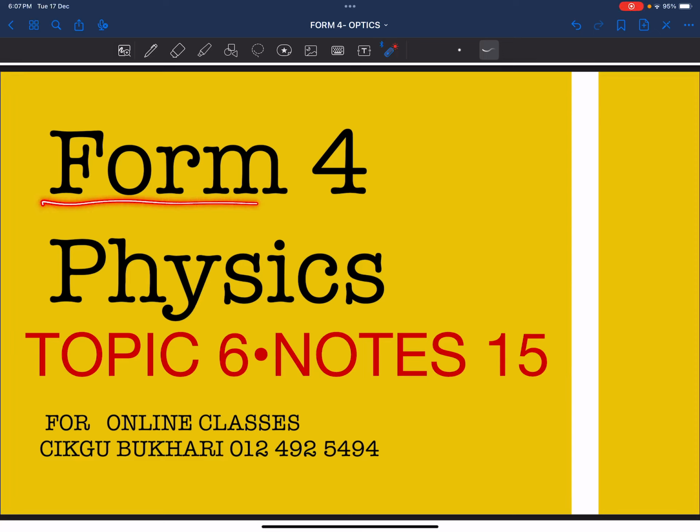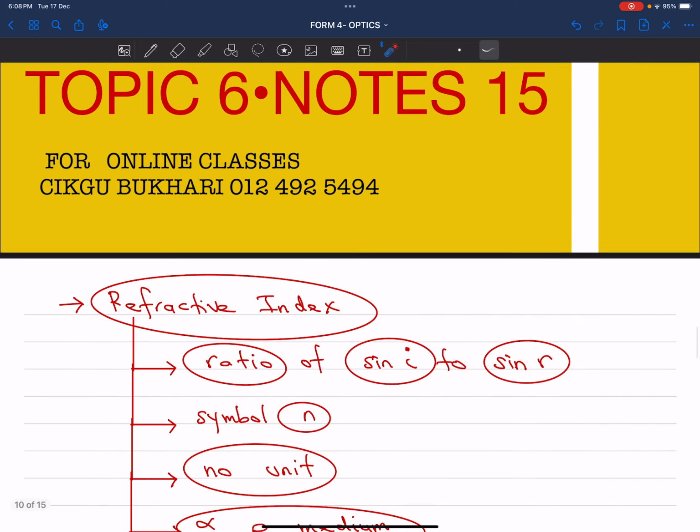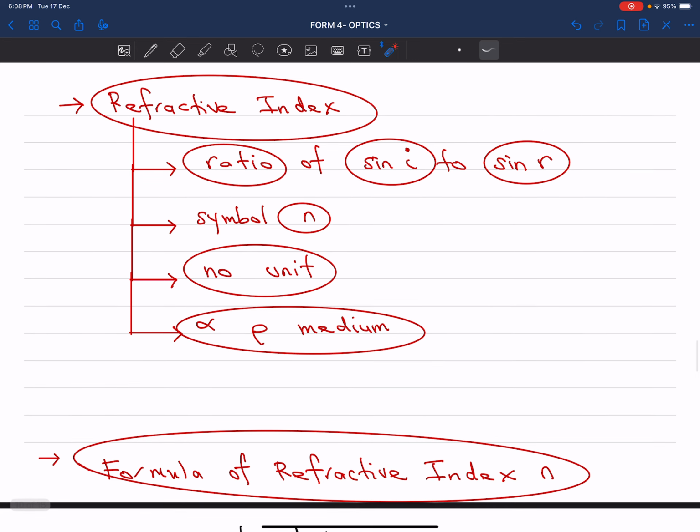Welcome, Form 4, Physics, Topic 6, Optics, Notes, Lesson 15. You must have watched Lesson 10 until Lesson 14 for better understanding of Lesson 15. In Lesson 15, we continue with refractive index.